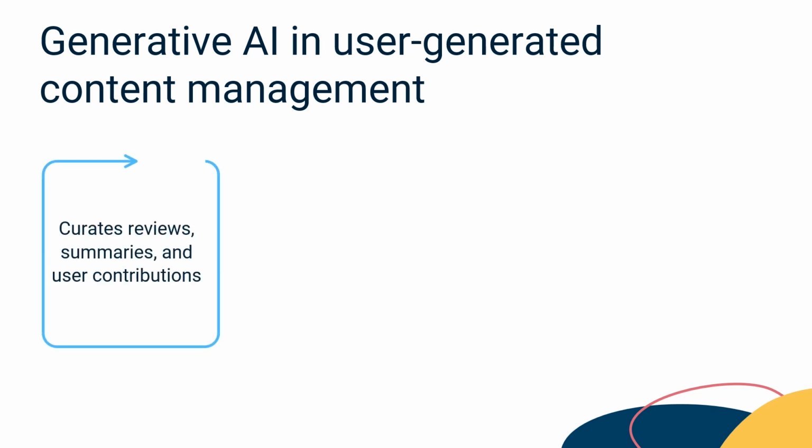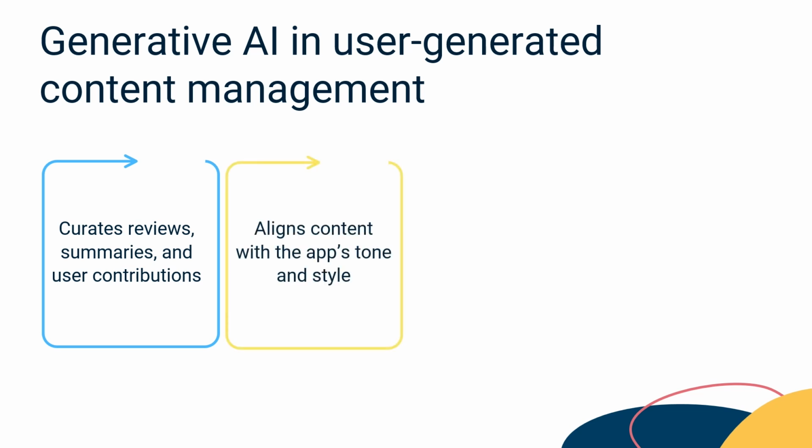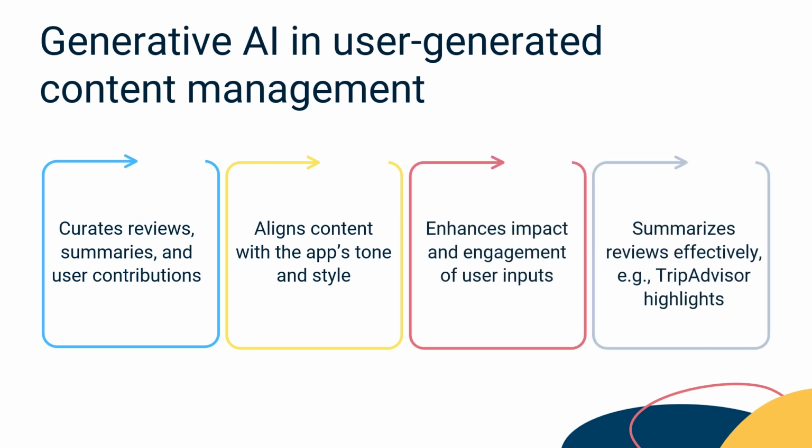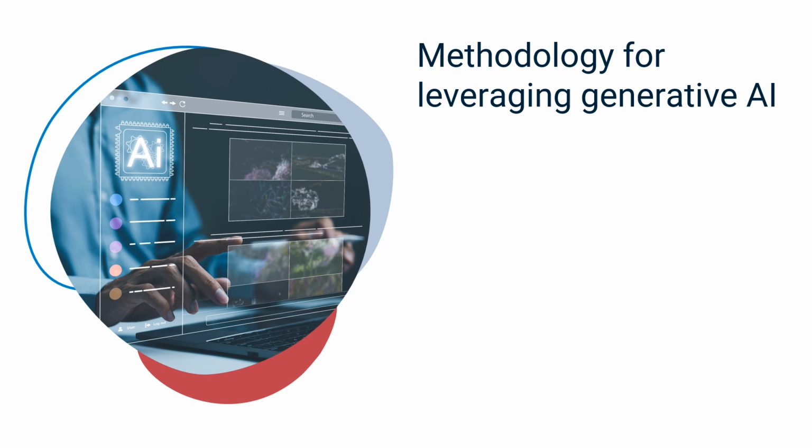In addition, generative AI enhances the management of user-generated content. It can curate reviews, summaries, and other user contributions, ensuring alignment with the app's tone and increasing its impact. TripAdvisor exemplifies this by summarizing user reviews to highlight key travel experiences, making them more accessible and engaging for potential users.